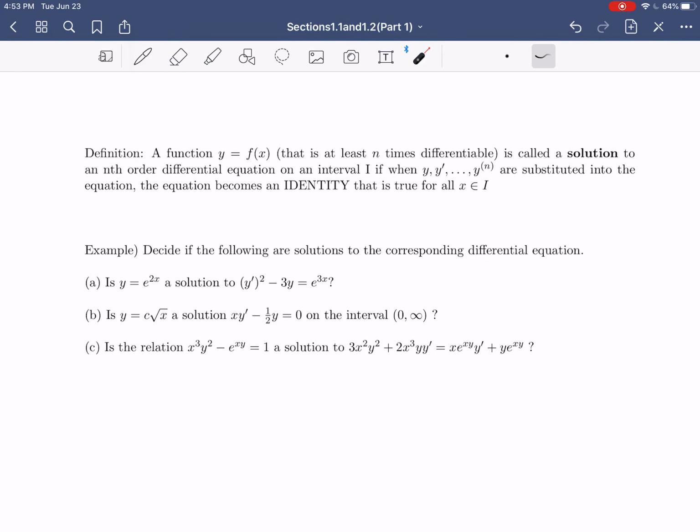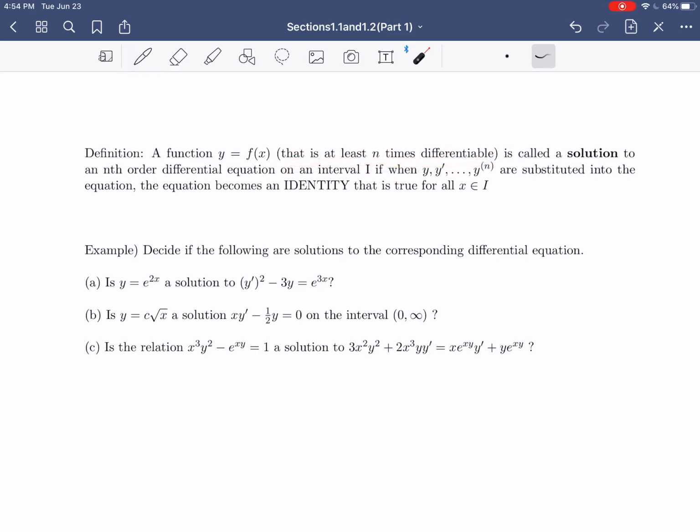So let's go ahead and talk about this definition here. A function y equals f of x technically doesn't even need to be a function. It can be a relation or something like that, as we'll see in these examples. But we'll start with our definition of saying a function. It's got to be at least n times differentiable.